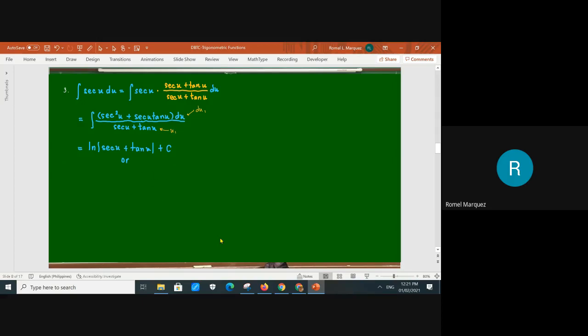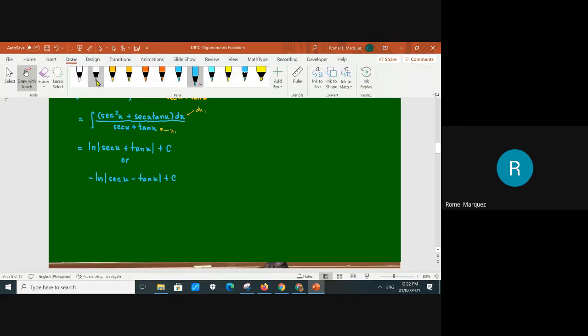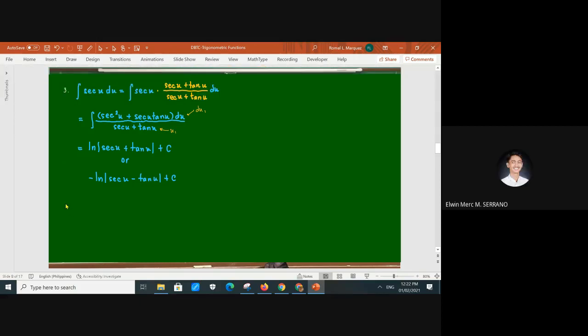When you bring the quantity to the negative 1, the negative 1 can be moved out of the ln, so you will get negative ln of the absolute value of secant u minus tangent u. So you have an option. But of course, as much as possible, use the first one, those with positive coefficients. So for the rest of the other formulas, no? Is that clear, guys? So this is the last one.